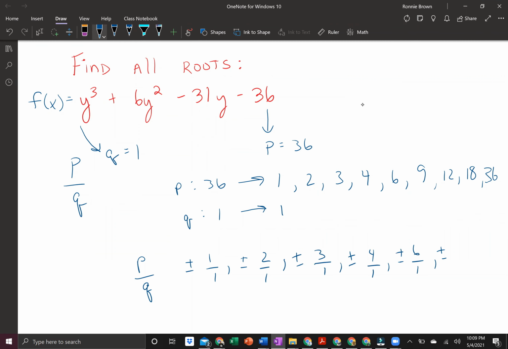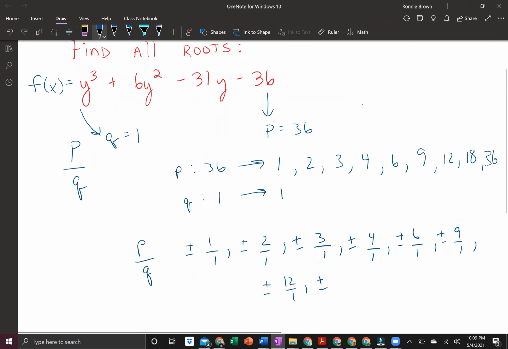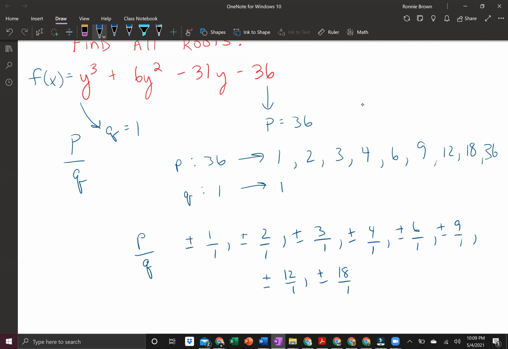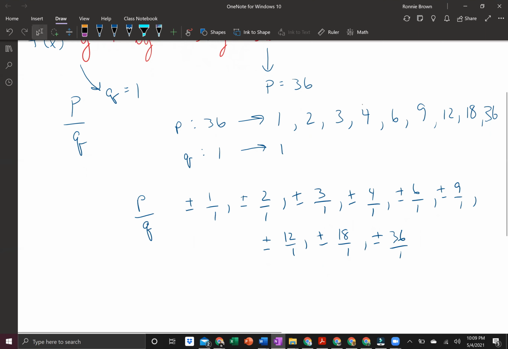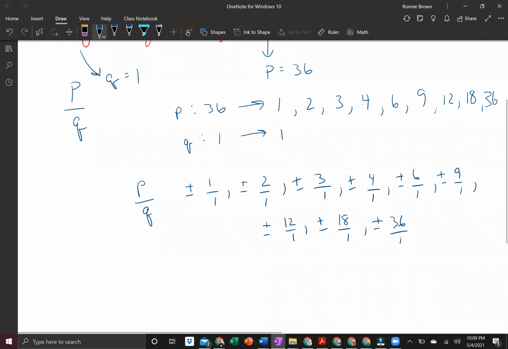Plus minus 9 over 1. Plus minus 12 over 1. Plus minus 18 over 1. And plus minus 36 over 1. So I've exhausted all of my factors for P over Q. So now I'll go ahead and simplify each of these.